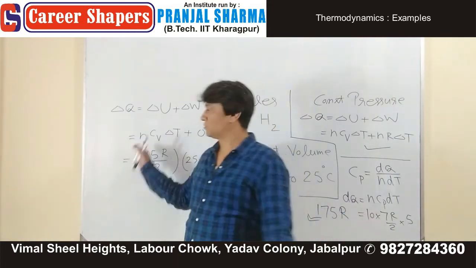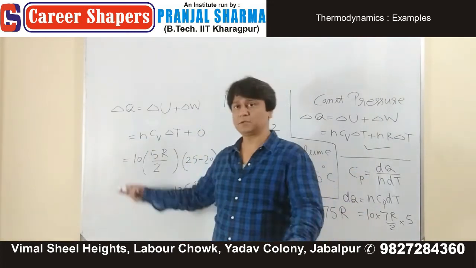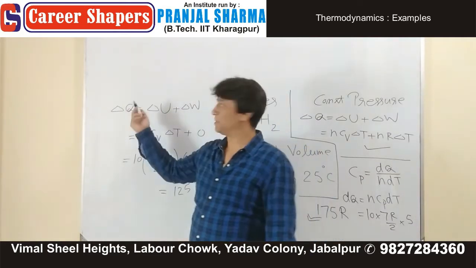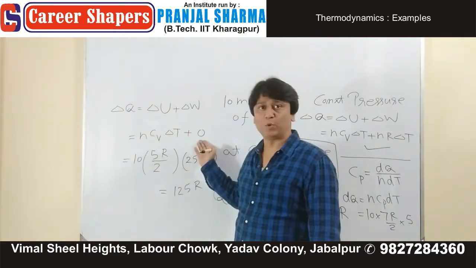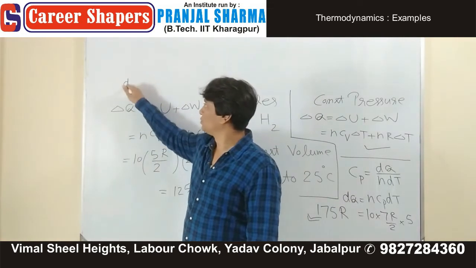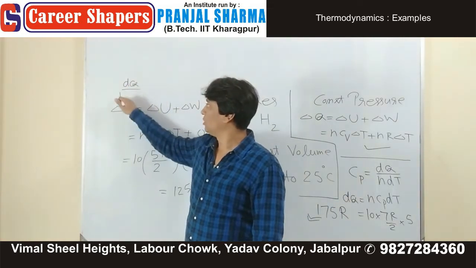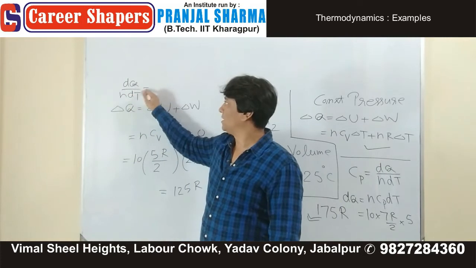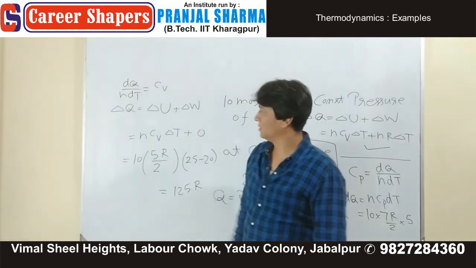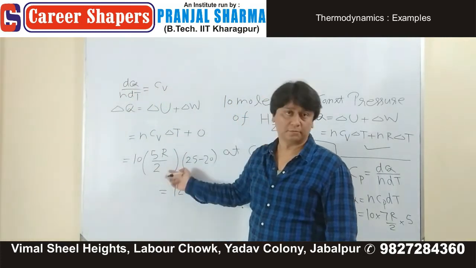What about this? Could we have done the same thing in the constant volume case? Yes, but it doesn't make a difference, because delta W is already 0. If somebody wants to use the same technique here, no issue, do it. You can write dq upon n dT as Cv. Same thing.